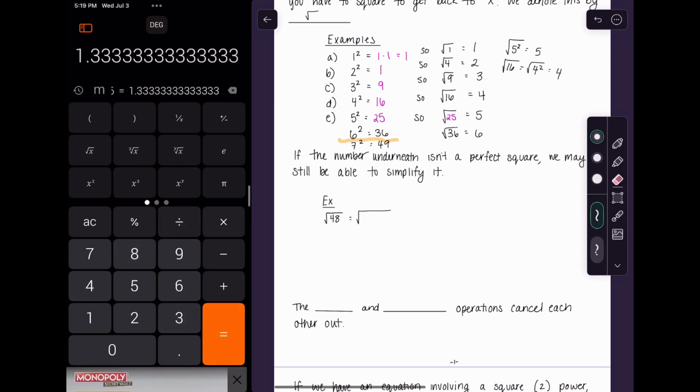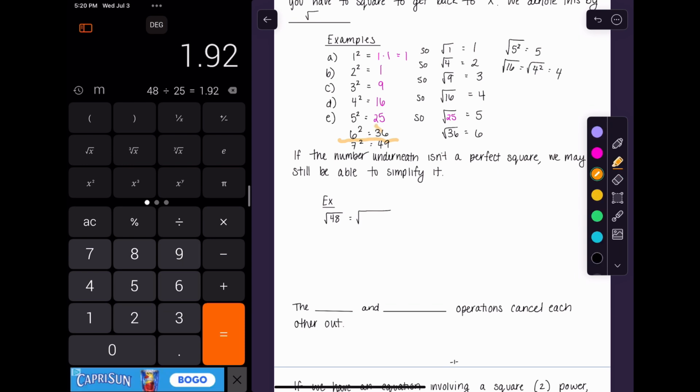Well, not nice. That's okay. So let's try the one below it. 48 divided by 25. These both didn't work. Okay, so these are no good. Let's try the next one. Let's do 48 divided by 16. And what do you know? I get something that is nice.